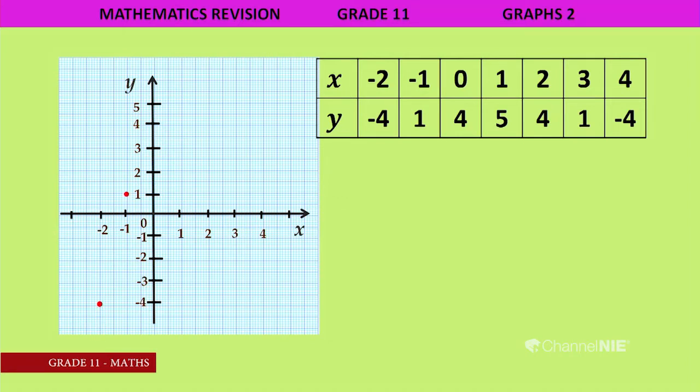Marking points. First point, second point, third point, next one 1, 5, next one 2, 4, x coordinate is 3, y coordinate is 1, x coordinate is 4, y is minus 4. Now we completed the curved line graph, a smooth curve. This is a maximum curve.